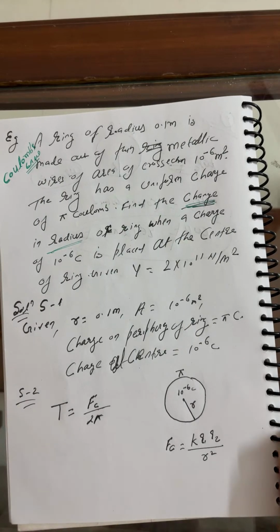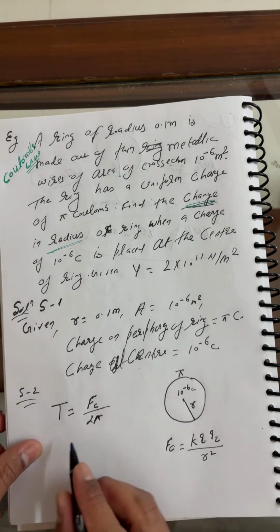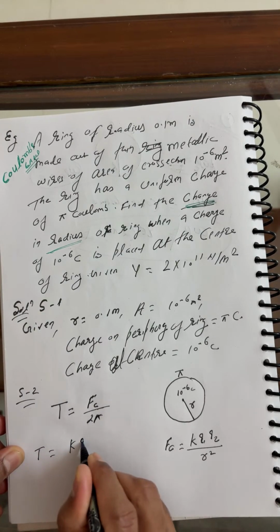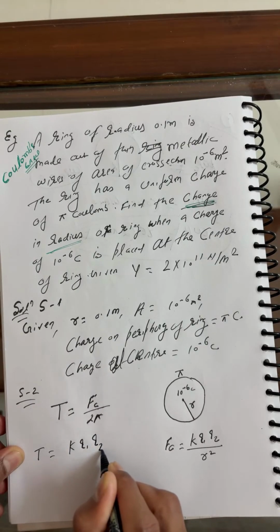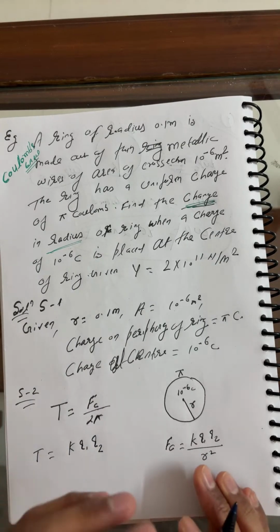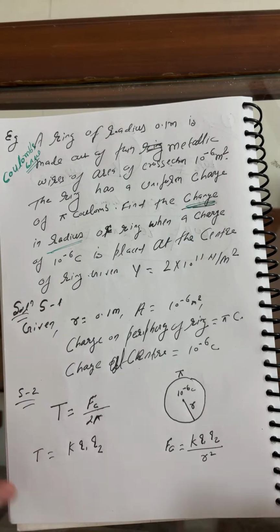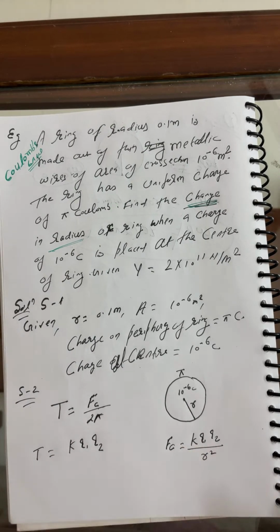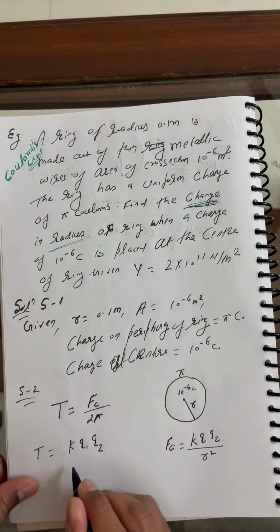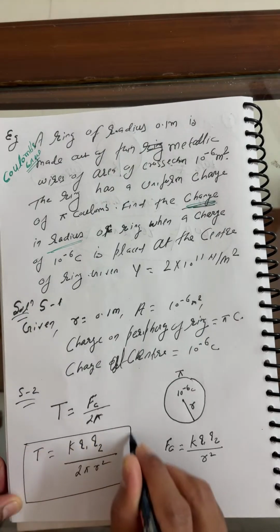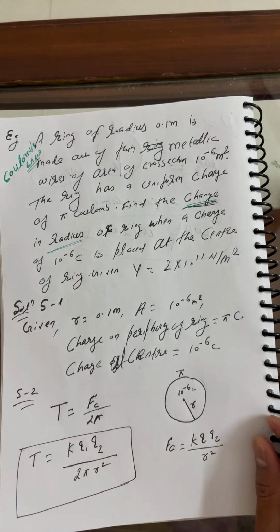Now, tension here I wanted to find, so FC I can put over there. K, Q1. If you want the entire solution, then you can go and watch the first day lecture of electrostatics. There is a detailed solution, how I wrote FC upon 2 pi, K Q1 Q2 by 2 pi r square. This is the tension, which you can find from here.